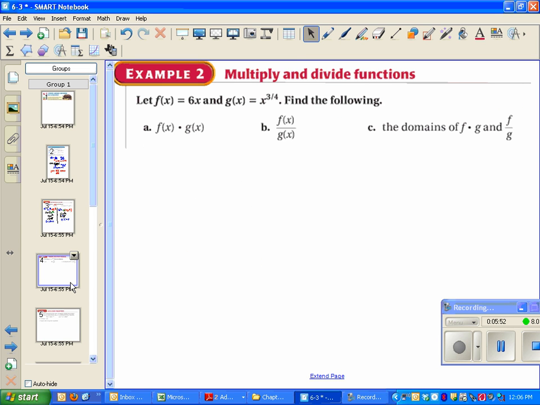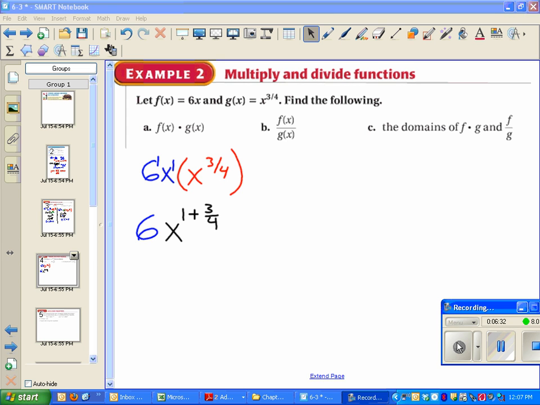For example 2, we're going to be multiplying and dividing. So if f of x is 6x, and then we're going to multiply by g of x, x to the 3/4, that's how you set up A, and then we're going to use our exponent rules. So this is 6x to the first, so x is a base, and it has an exponent of 1 as well. When we multiply, we're going to keep our 6, and then for our x base, we need to add these exponents.